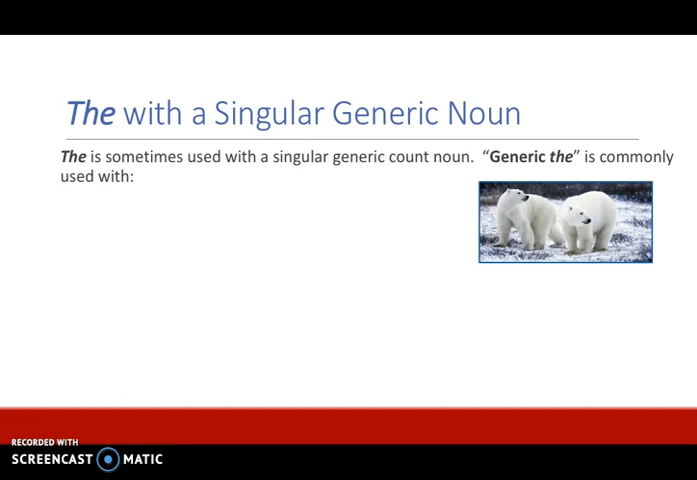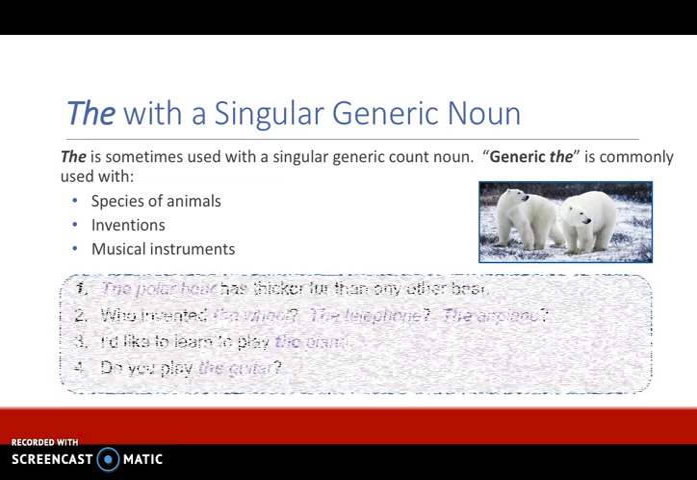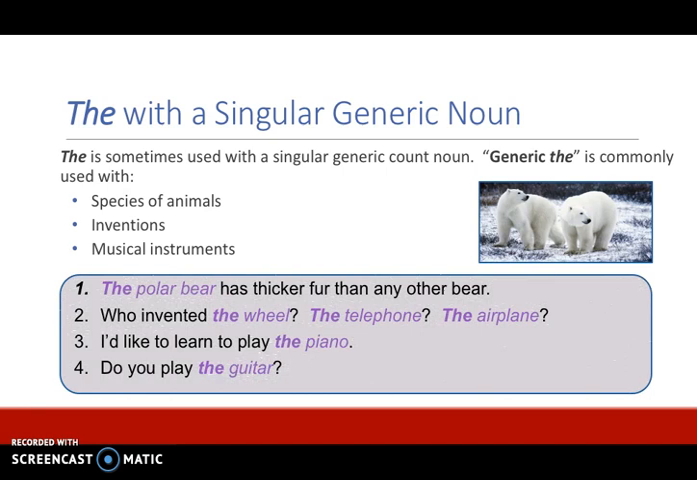Here are some examples with a singular generic noun. So the is sometimes used with a singular generic count noun, and the generic the is commonly used with species of animals, inventions, and musical instruments. So these are very specific categories when we use the with a singular generic noun.